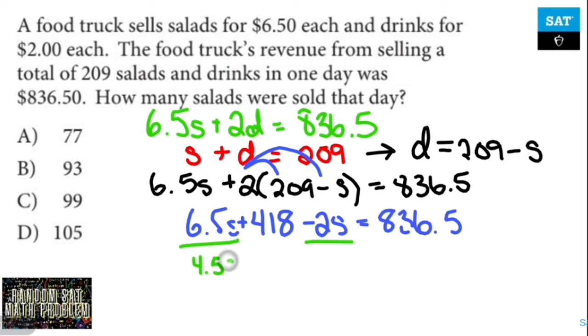And while I'm at it, I'm going to, in my head, subtract 418 from both sides. So if I subtract 418 from 836, that's going to become 418.5. So I have to get S all by itself. I do that by dividing both sides by 4.5.